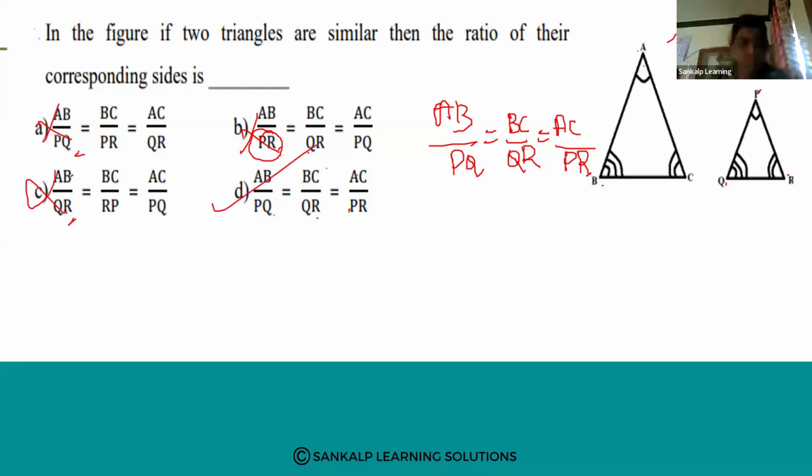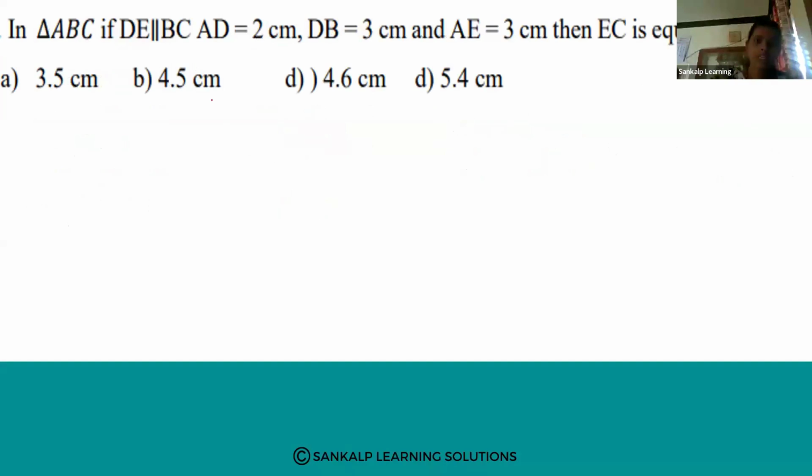Okay. So next. In triangle ABC, if DE is parallel to BC, AD is equal to 2 centimeter, DB is equal to 3 centimeter, and AE is equal to 3 centimeter, then EC is equal to. If you take one triangle, this is triangle ABC, and this line is DE.